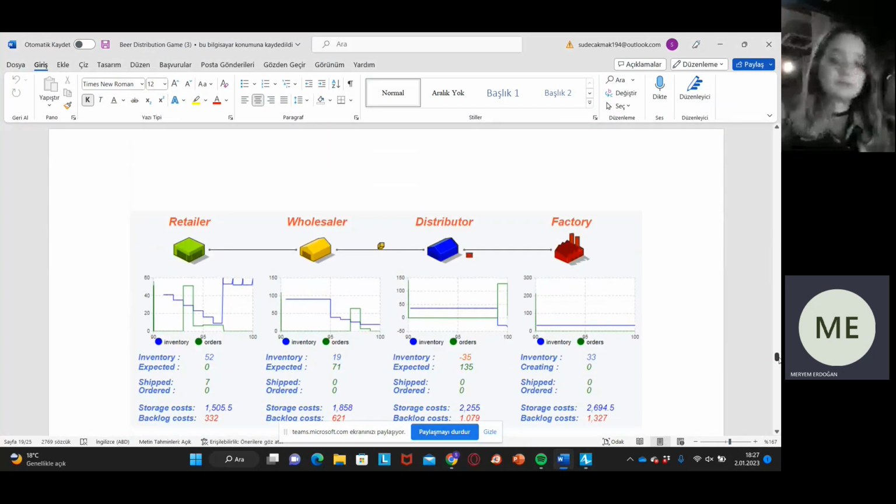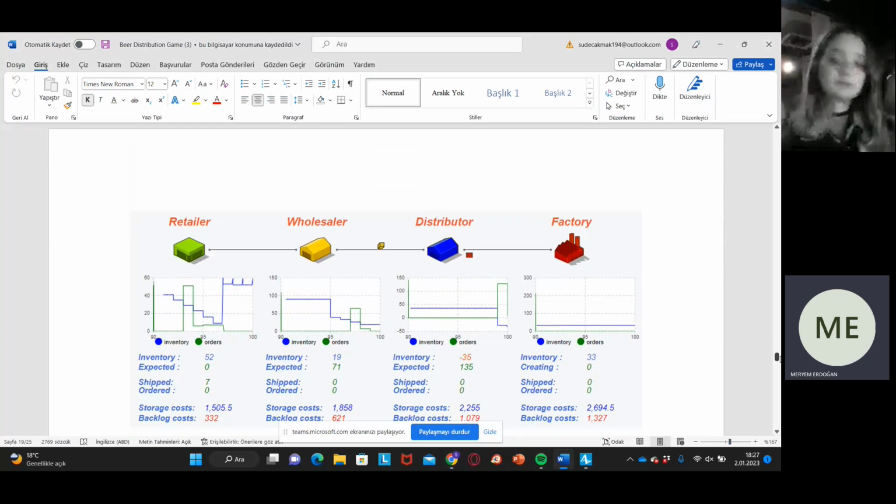We have four options available: retailer, wholesaler, distributor, factory, and we have two costs. One of them is storage cost for inventory, and the second one is backlog cost because of out of stocks. So we have inventory here and orders, as you know. I changed the values, and I observed some changes.